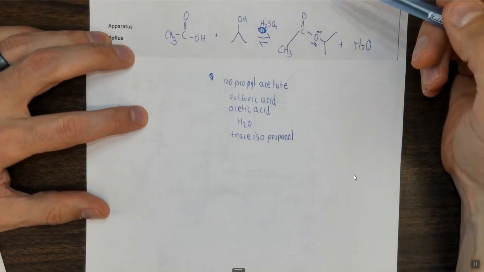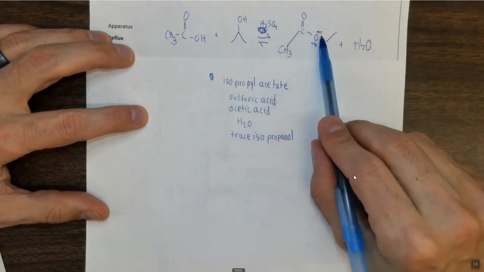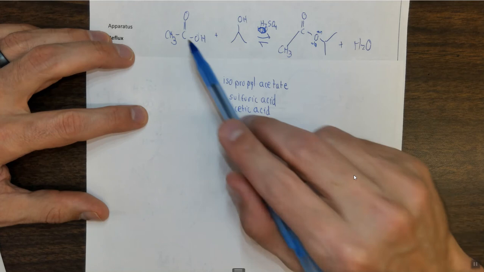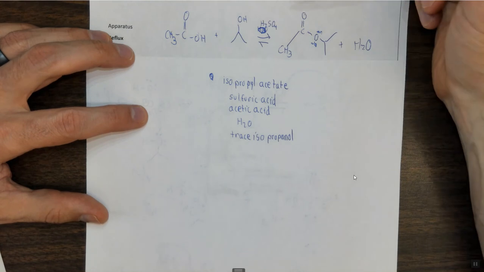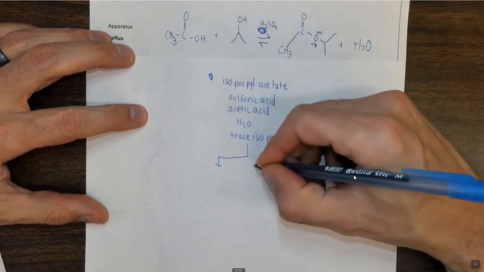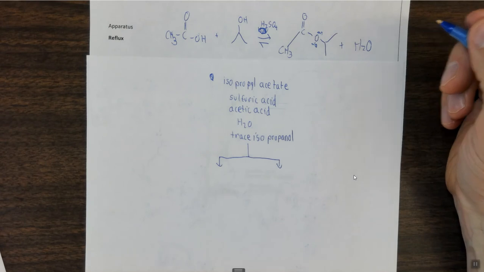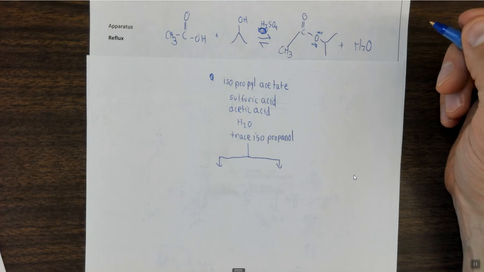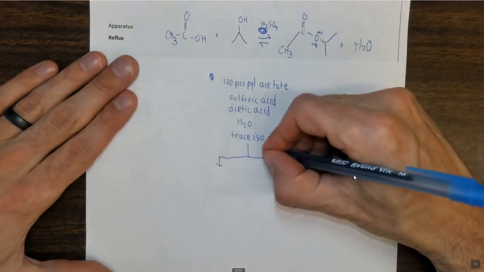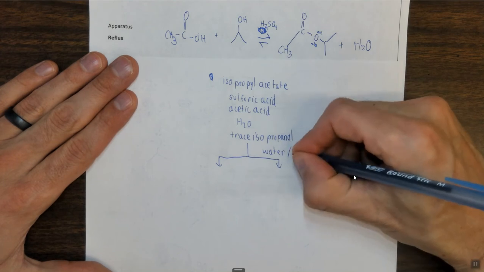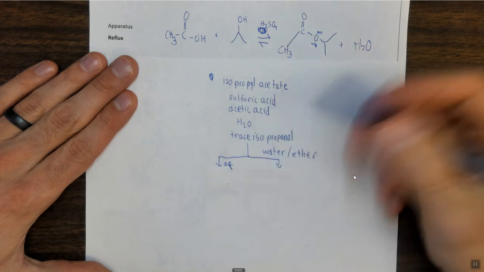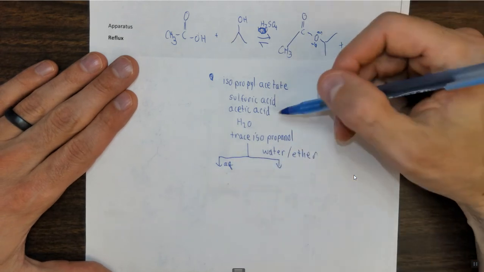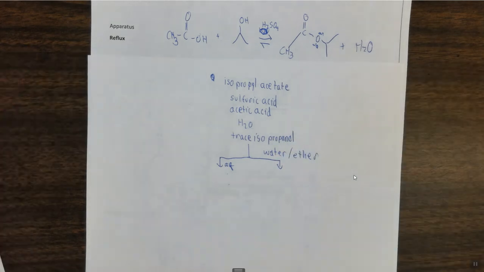Sorry, I didn't realize I didn't have the reaction on the screen. So we have the isopropyl acetate, the product. We have the sulfuric acid, the acetic acid. We have water, a product of the reaction. And then we have traces of isopropanol because it is a reversible reaction. So the next thing is we are going to add two 6 milliliter portions of water and two 8 milliliter portions of diethyl ether. So we're essentially going to add water and ether, and we're going to have two layers. We're going to have an aqueous layer, which implies there's water present, so I'm not going to write water every time. And the aqueous layer is going to have some stuff.